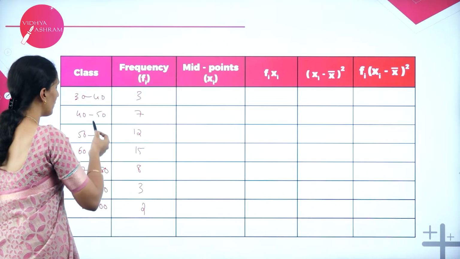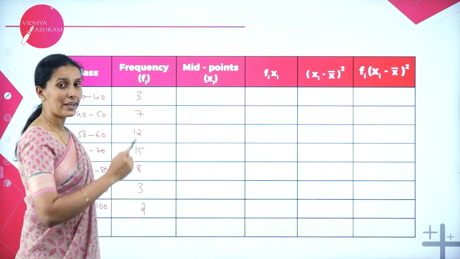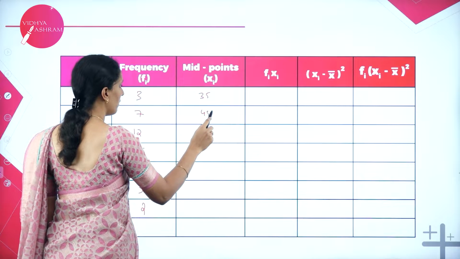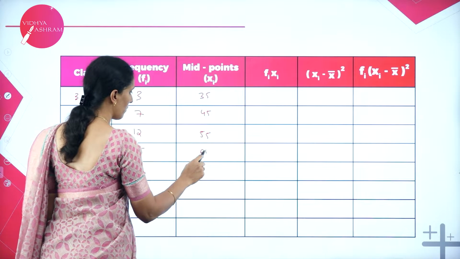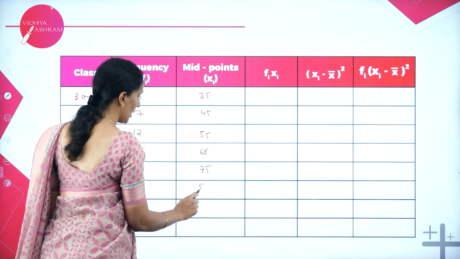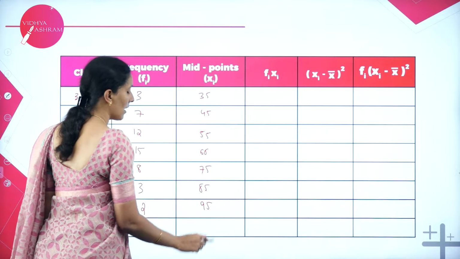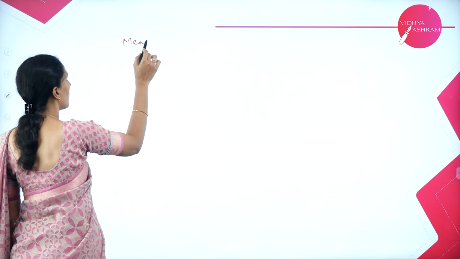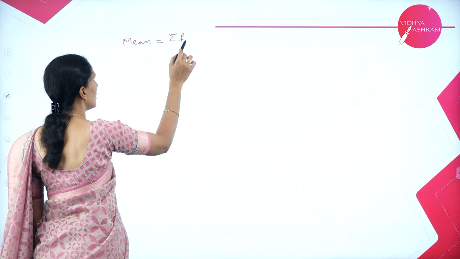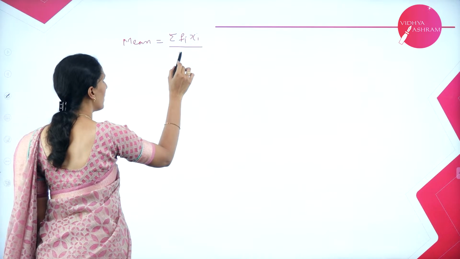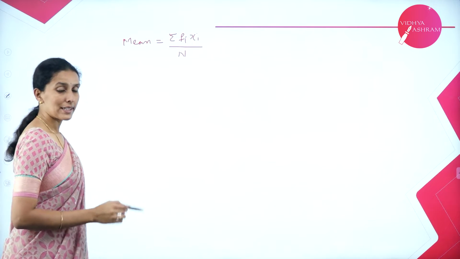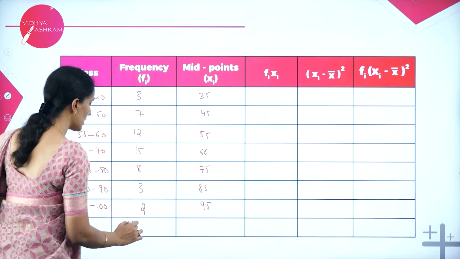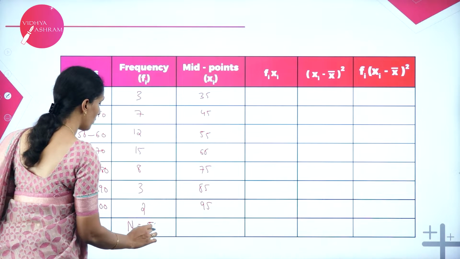I already said, whenever the class interval is given, write the midpoint. So here it is 35, 45, 55, 65, 75, 85, 95. I need to calculate the mean. For the mean, I need summation fi xi divided by n. So let's calculate fi xi and n. When you add the frequencies, you will get the n value as 50.